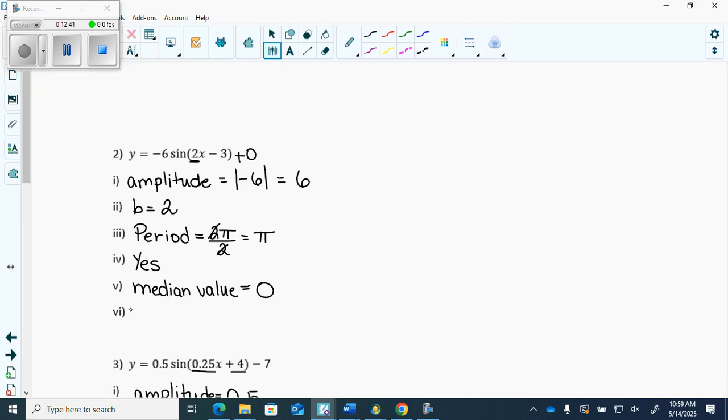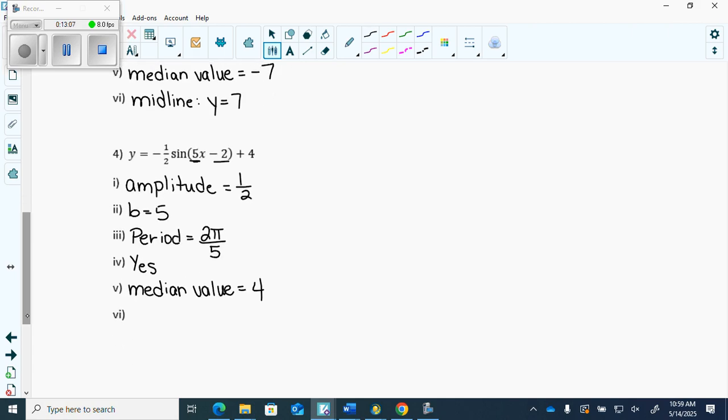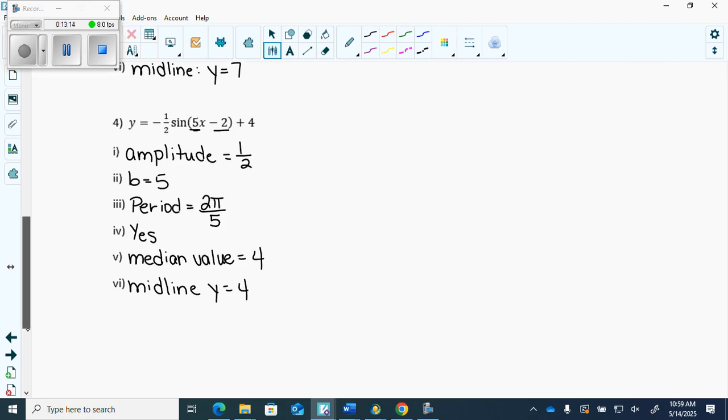Okay, this one, my midline is y equals what? 0. So this graph could be cut in half at the x-axis. So it would have the same amount of graph above the x-axis as below. This one has a midline at what? And this one has a midline at what? Okay.